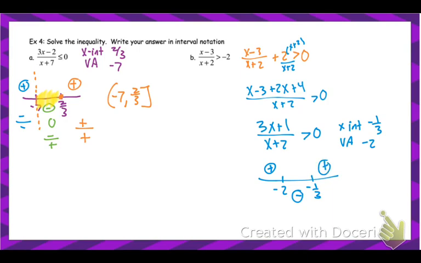Again, go back to the original. We want to know where it's greater than 0. It's not or equal to, so we're going to use parentheses no matter what, and we're looking for the positive regions. So negative infinity to negative 2, and negative 1/3 to infinity.